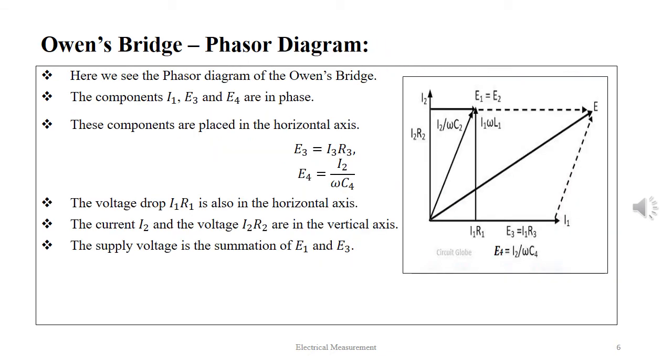Here we see the phasor diagram of the Owen's bridge. The components I1, E3 and E4 are in phase. These components are placed in the horizontal axis where E3 is given as I3 R3 and E4 is given as I2/ωC4. The voltage drop I1 R1 is also in the horizontal axis. The current I2 and the voltage I2 R2 are in the vertical axis. The supply voltage is the summation of E1 and E3.